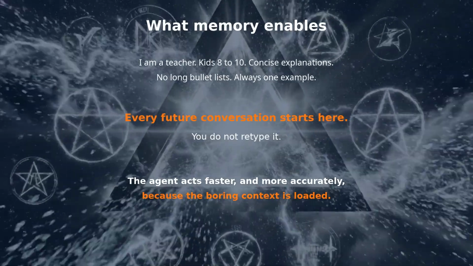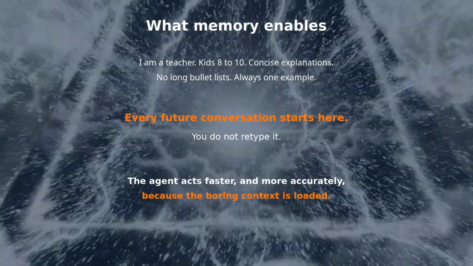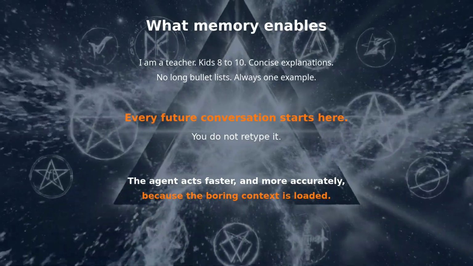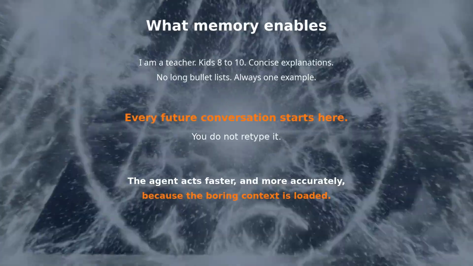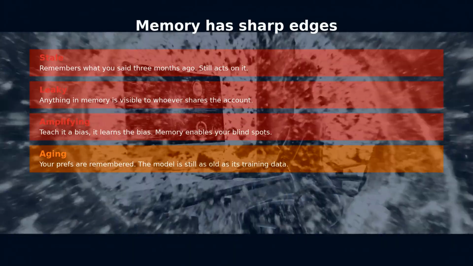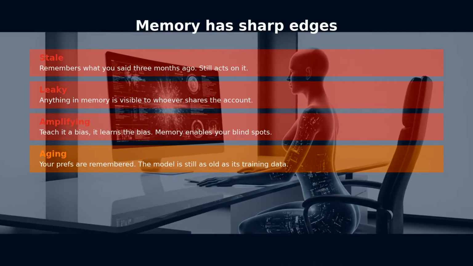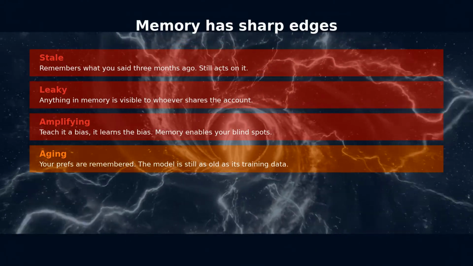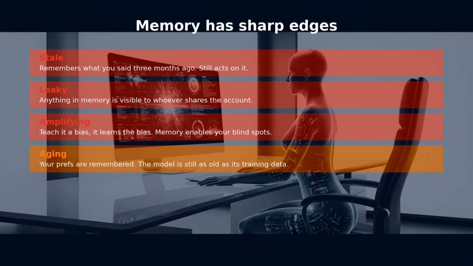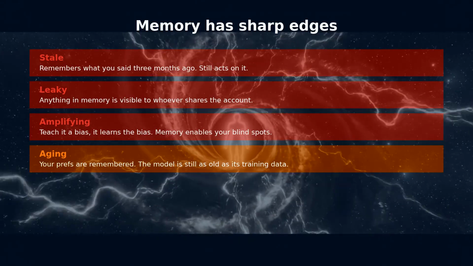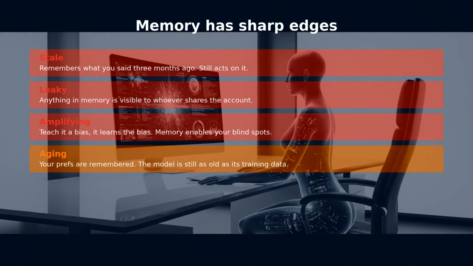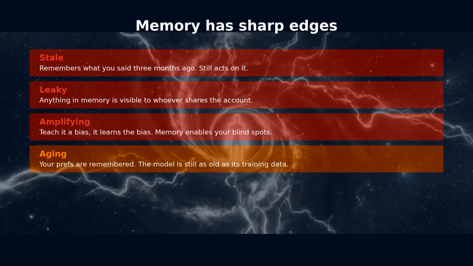What memory breaks. Memory is a feature with sharp edges. Memory gets stale. The AI remembers something you said 3 months ago that is no longer true. You used to be writing about cosmology. Now you're writing about cooking. The memory still says cosmology. You have to clean it. Memory leaks. If you ever share an account, anything in memory is visible to whoever else uses it. Family accounts, shared workstations, work laptops. Memory is not encrypted to your eyes only.